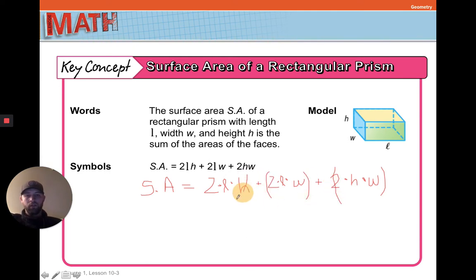I have 3 separate ones. Oop, that was a bad line. Sorry about that. Okay, I have 2 times the length times the height, plus 2 times the length times the width, plus 2 times the height times the width. Little messy, sorry about that.